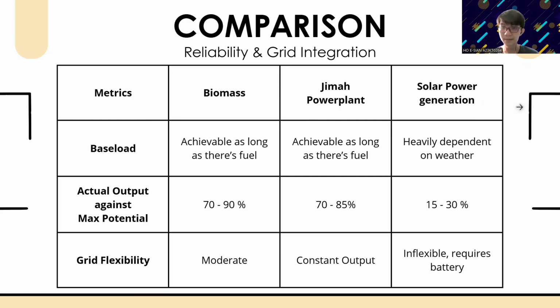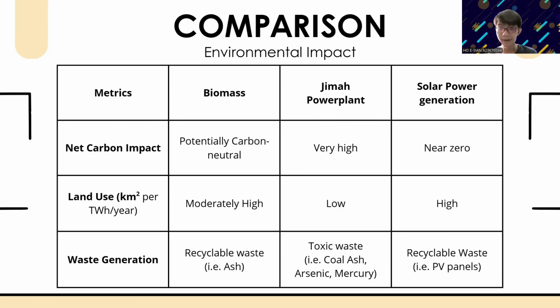grid flexibility. In terms of environmental impact, as we're dealing with power generation, for biomass, the net carbon impact could be potentially neutral after the manufacturing and the operation of the power plant. If it's done well and the waste is recycled, it could be theoretically carbon neutral. For the GMA power plant, as it is a coal power plant, the net carbon impact is unfortunately very high. And for solar power generation, the net carbon impact is near zero after manufacturing because sunlight, again, is free and it doesn't produce any byproducts. There are byproducts available, but they are all recyclable, such as stated below.